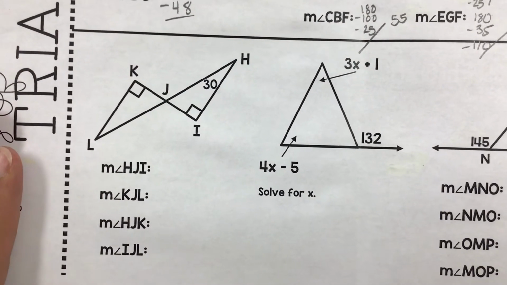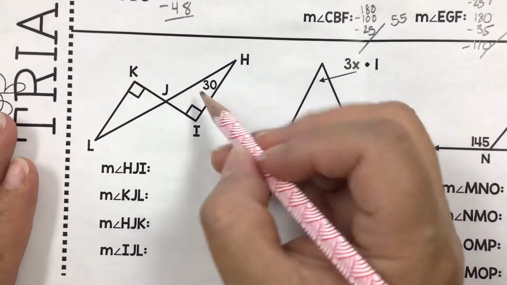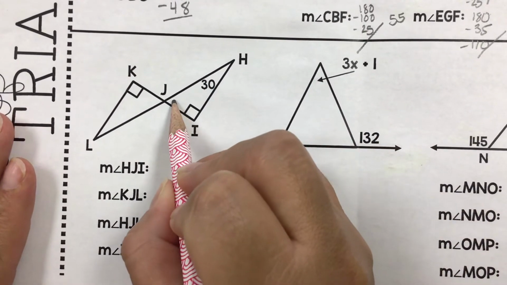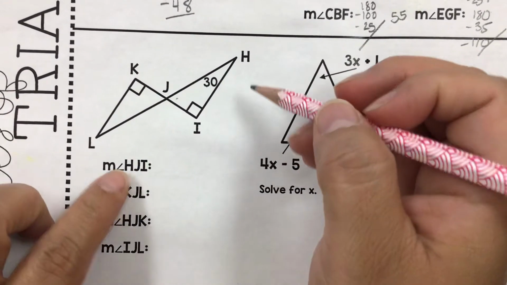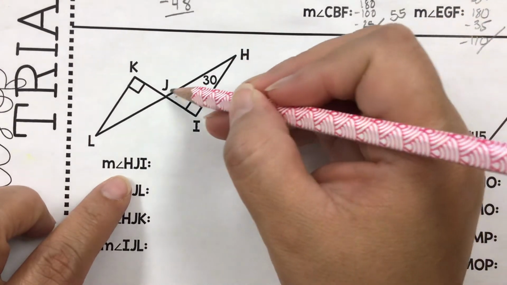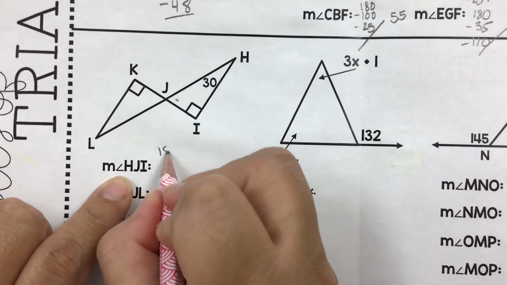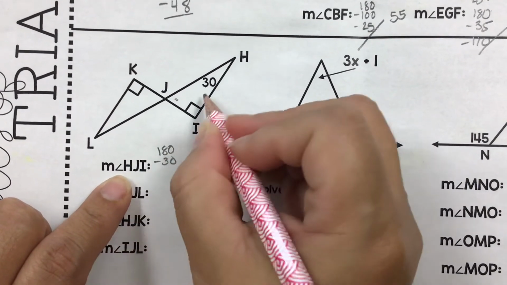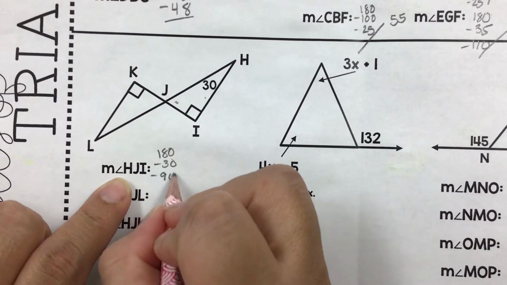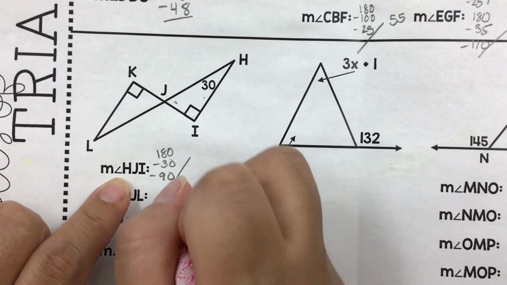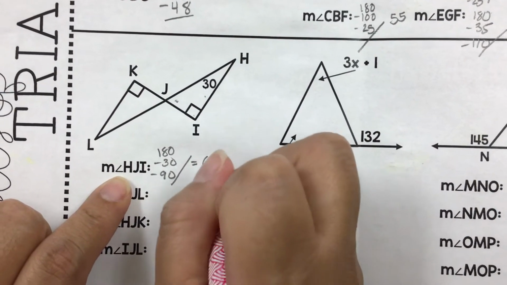On the next section, we can figure out this angle right here, but let's see what it asks. HJI, it does ask for this angle. So I'm going to do 180 minus 30 because of this one, minus 90 because of that one, and that equals 60 degrees.